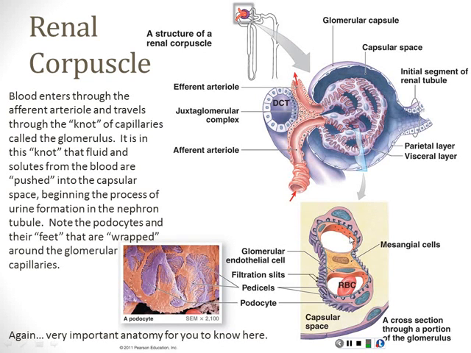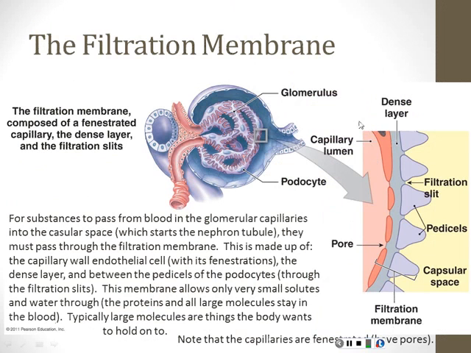Because in the end, what we want to do is we want to make a filter, right? We want to keep the proteins and the cells in the blood while allowing everything else into that capsular space. So in order to create that filter, we have to put barriers in place. So the first barrier is this capillary cell. Only small things can go through these holes, right? Then we have, let me orient you. Okay, so now we're going to zoom in and we're going to look at the edge of this capillary right here. Okay, so we've zoomed in.